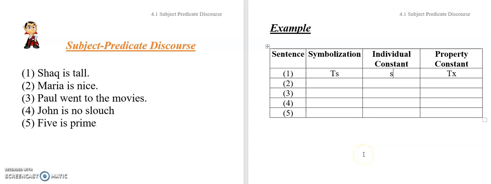Okay, so given that way of doing it, if you haven't had a chance to do the rest of these, go ahead and try to do this now. Try to do it for the rest of the sentences 2, 3, 4, and 5. Pause now.